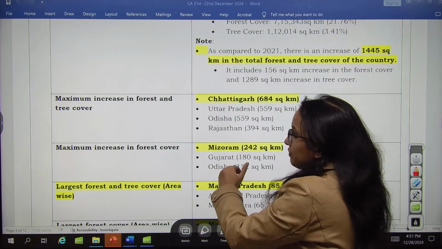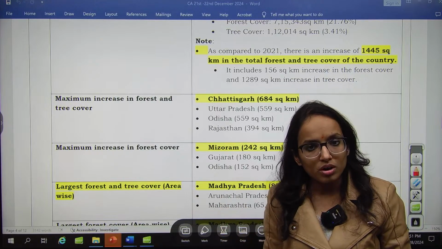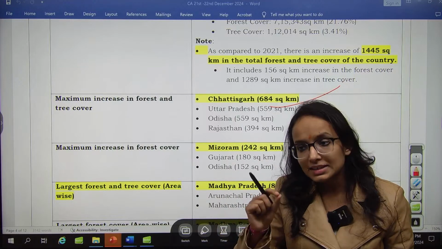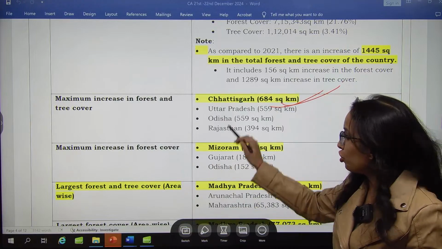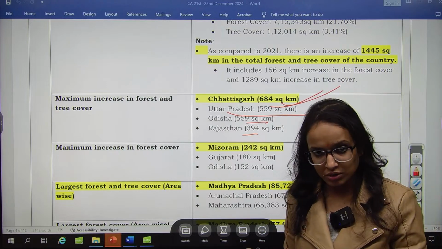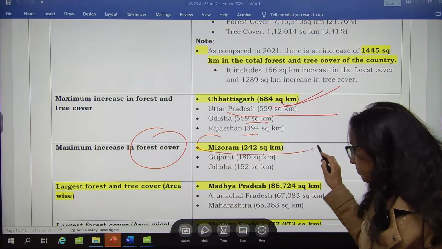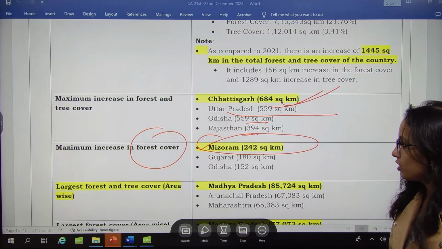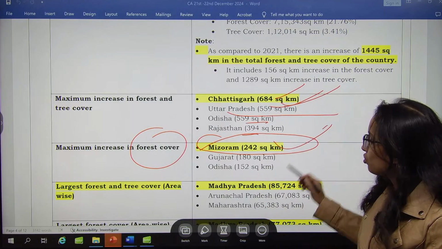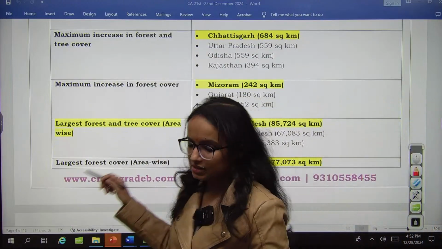Which state has witnessed the maximum increase in the forest and tree cover according to the recent India State of Forest Report? So the answer would be Chhattisgarh, right? Maximum increase in forest and tree cover is in Chhattisgarh, which is at the top, followed by Uttar Pradesh, Odisha and Rajasthan. Second, maximum increase in forest cover only, excluding the tree cover. So only forest cover, maximum increase is being observed in Mizoram, right? So forest and tree maximum increase is in Chhattisgarh, only forest maximum increase is in Mizoram, followed by Gujarat and Odisha.